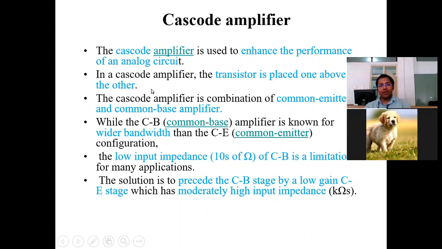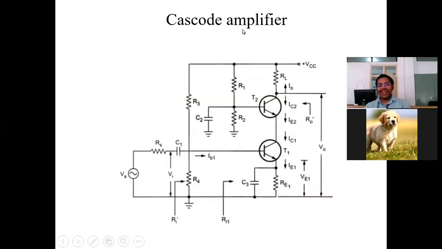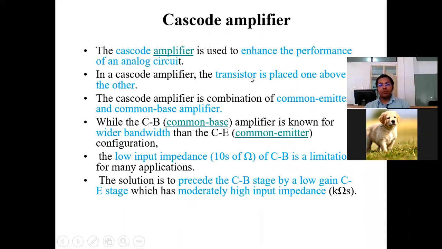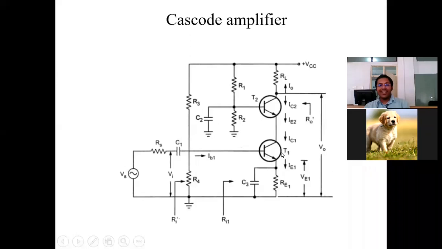Shortly we will see an example. Okay, I will show it now. This is a cascode amplifier. Two transistors, one above the other. Example, common emitter, common base. Okay, here the first transistor.